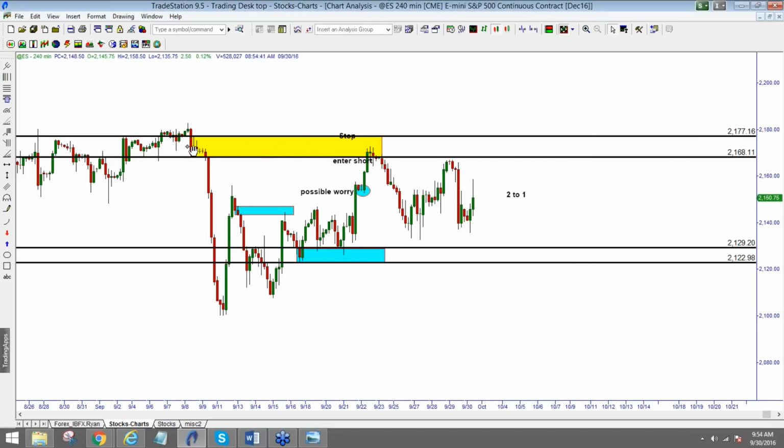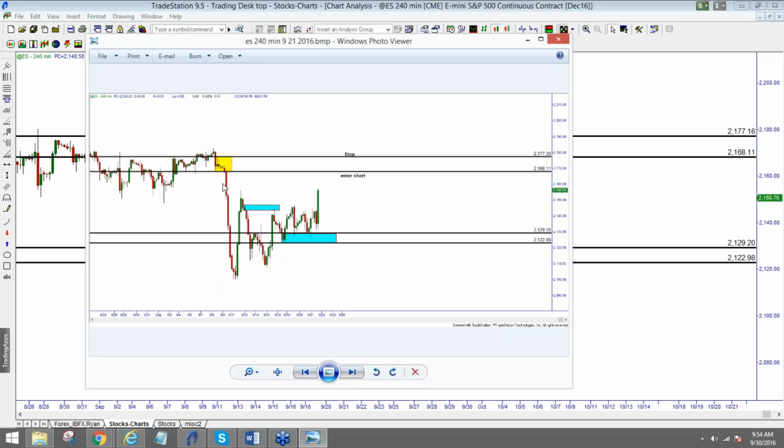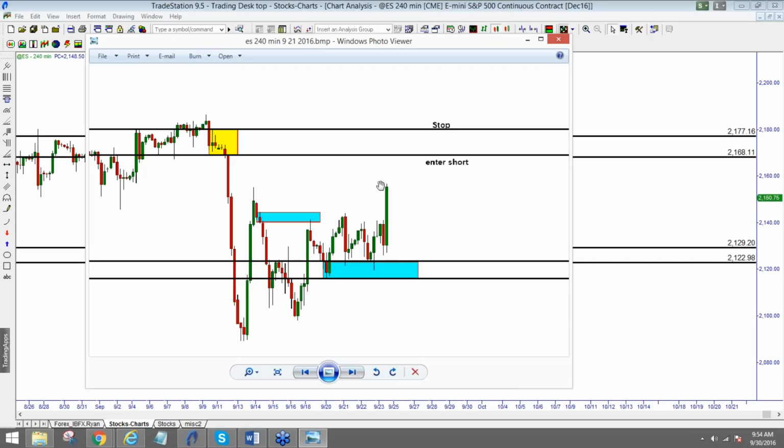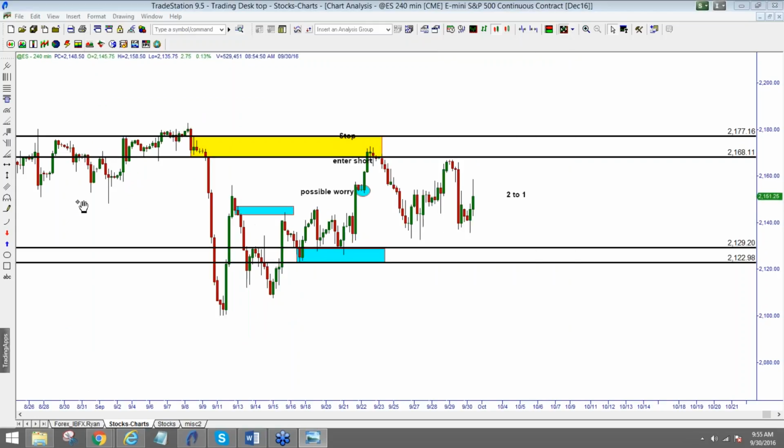So check it out. You guys see this setup here, this drop, base, drop, right? Here it is beforehand. There's price heading into it. Here's what it looks like now. Price got in there. I had a little worry spot right there and then it just collapsed through it.